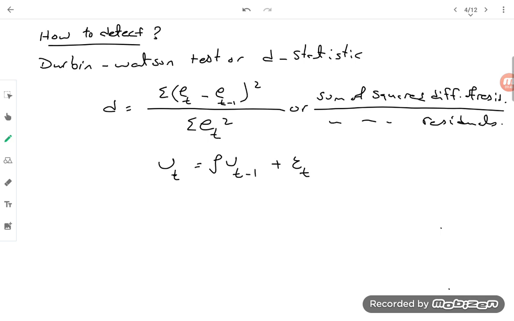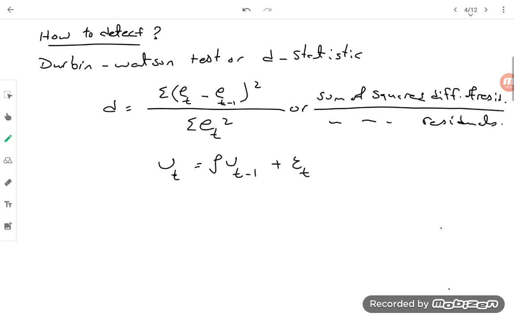So now, how to detect the problem of autocorrelation? We are going to estimate Durbin-Watson using this formula. Actually, we are not going to calculate it. It's normally given by the statistical packages, EViews or even Excel, SPSS, anything. So with respect to you in the exam, the Durbin-Watson value is going to be given to you. And we have to compare it with the critical value.